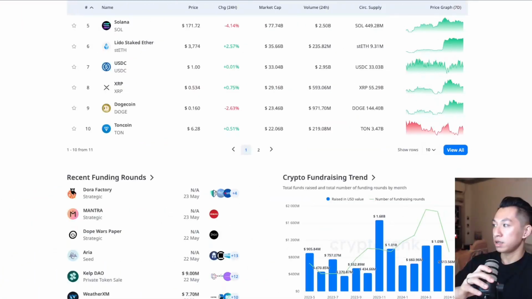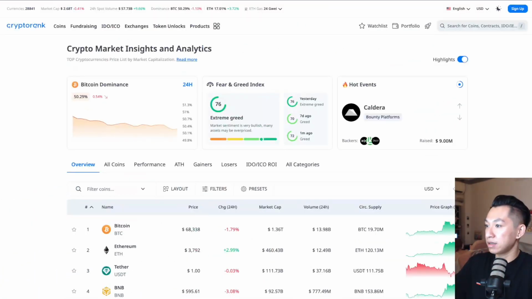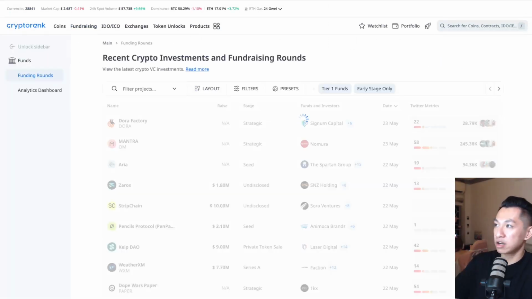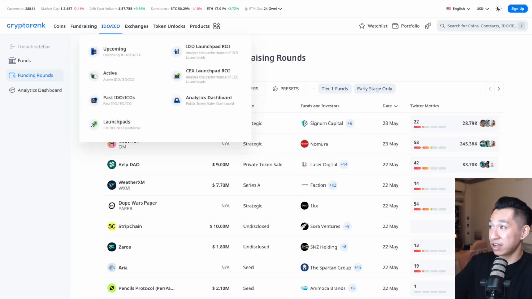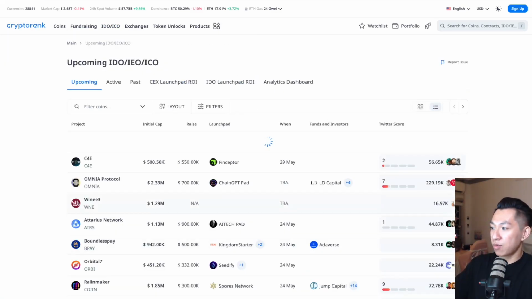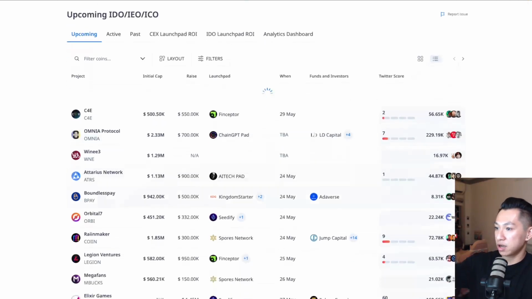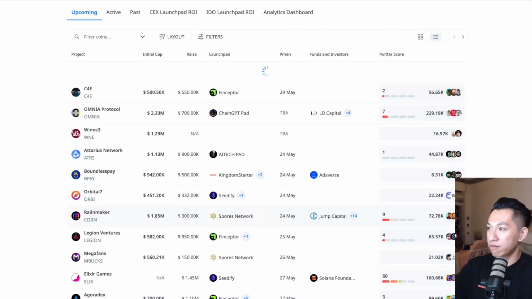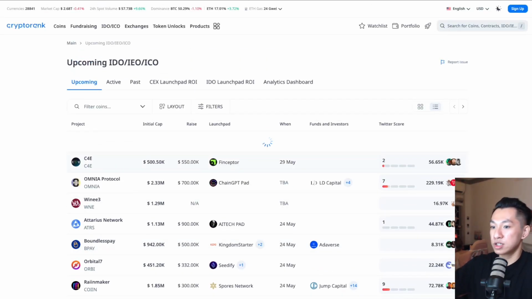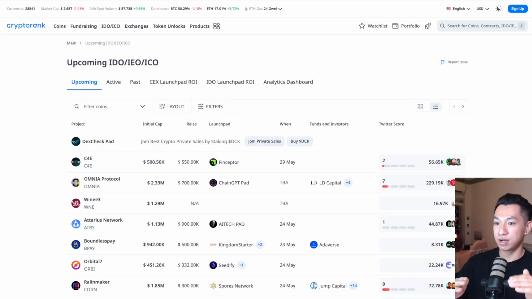All right, last but not least, we have CryptoRank. You can find the same information about fundraising and funding rounds of whatever projects on here. But what I like about this website is the IDO and ICO tabs. It'll tell you what new and upcoming projects are going to do an initial coin offering or initial DEX offering. That pretty much means you can get in early, invest early, and pay the token price as cheap as possible. And then when they launch, you get that token and sell it for higher. It's the easiest play to get in early on the IDOs and ICOs.